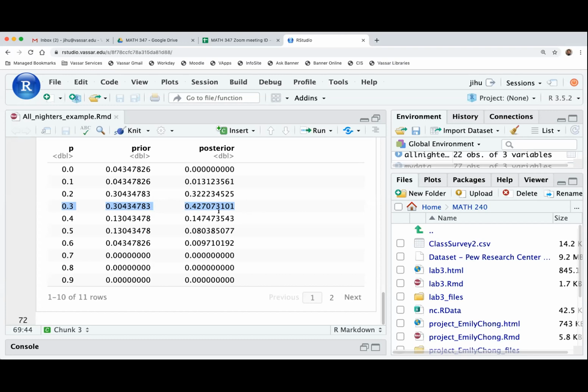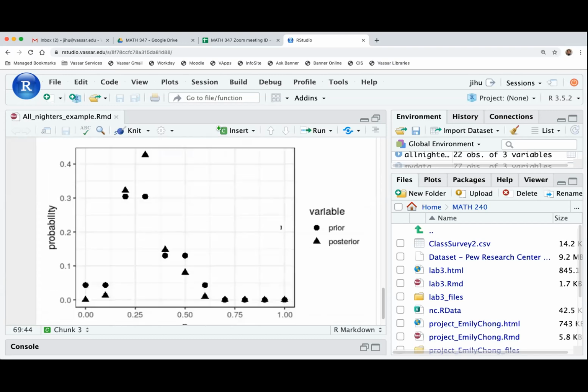And in the end, you can also plot them together. It's not the nicest, I guess. I'm using the same color, but with a different symbol for the prior and the posterior. So the circle is prior, and the triangle is the posterior. So this is the case, I think, of 0.3 for p.